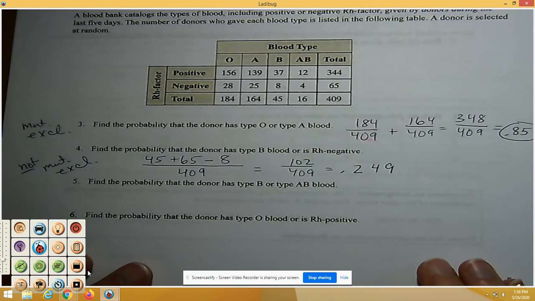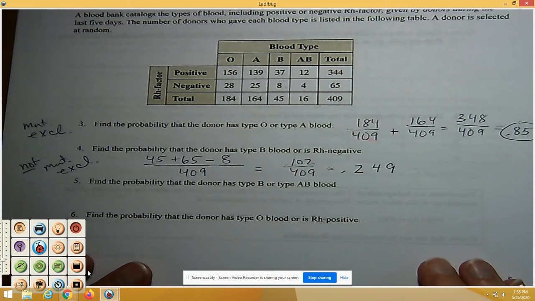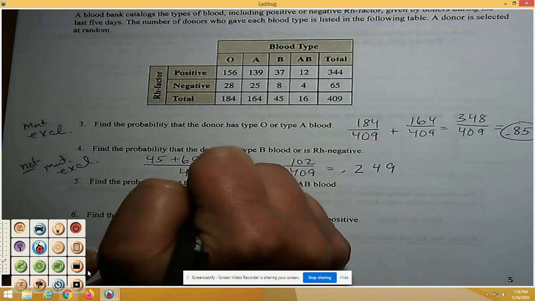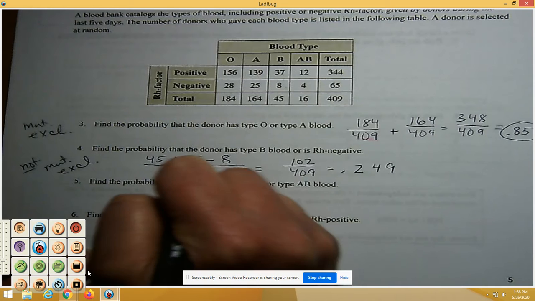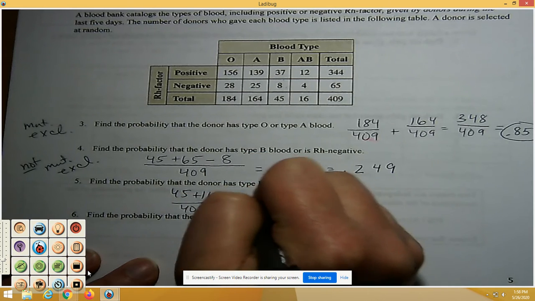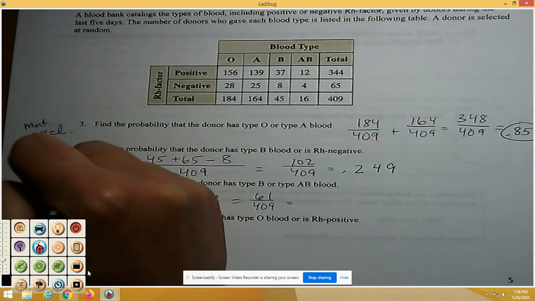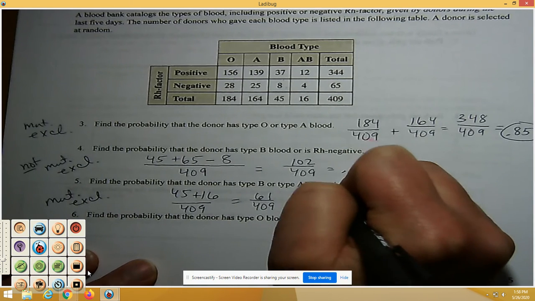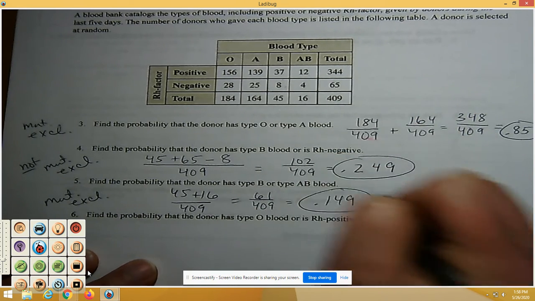Okay, number 5 and 6 are very similar. So for 5, find the probability that the donor has type B or type AB blood. Go ahead, try 5 and 6. You can pause it and then take a look at the answers. All right, so you're going to do 45 over 409 plus 16 over 409 to get 61 out of 409. That's because these are mutually exclusive. So there is no overlap to worry about, and your final answer here will be 0.149.